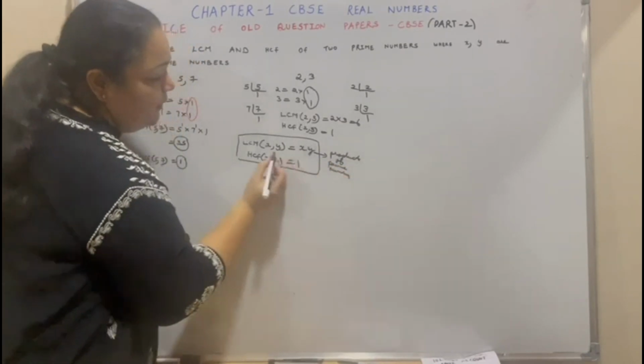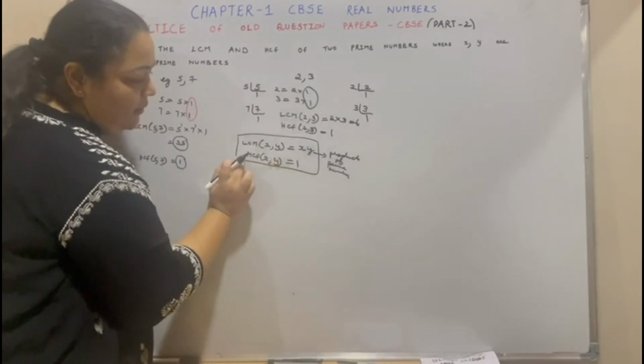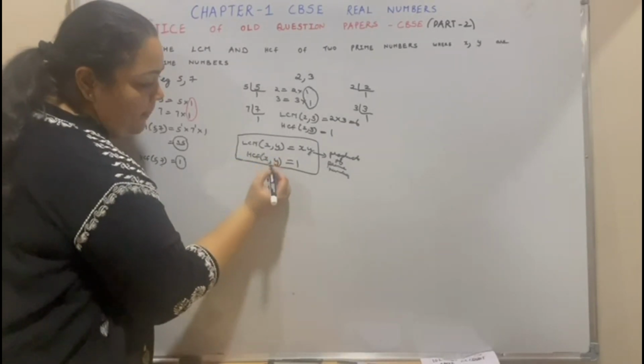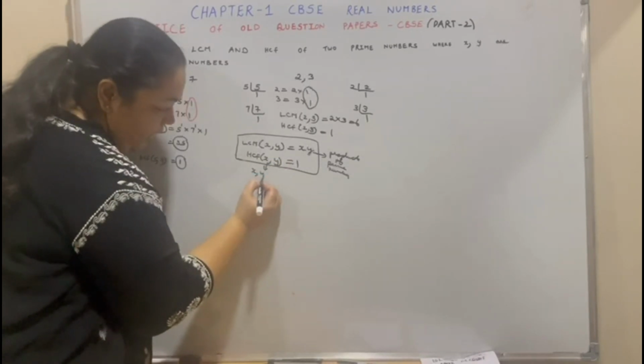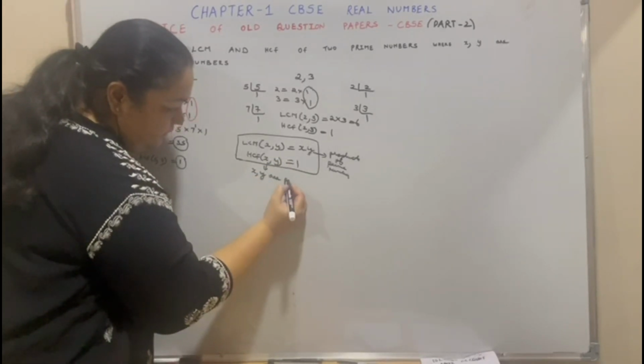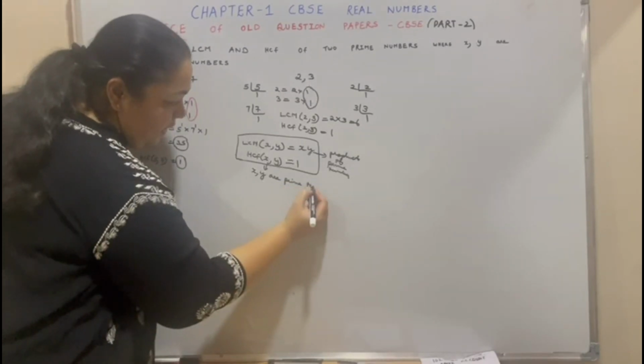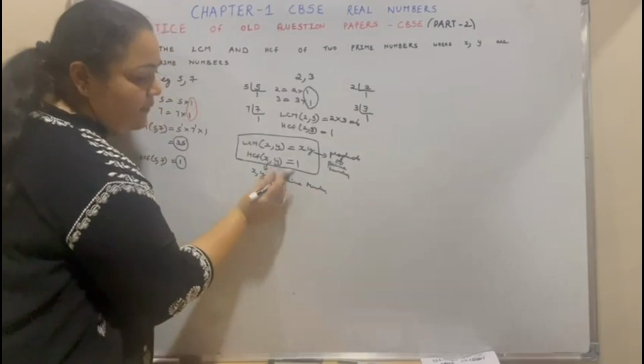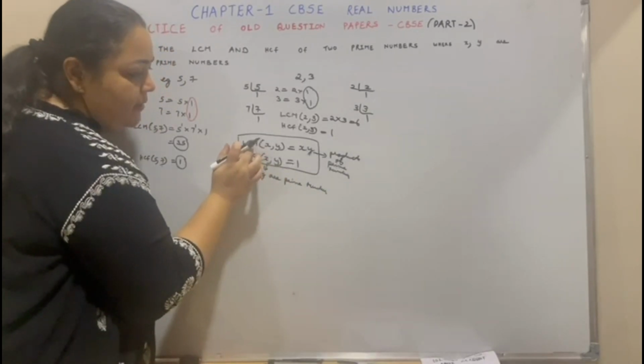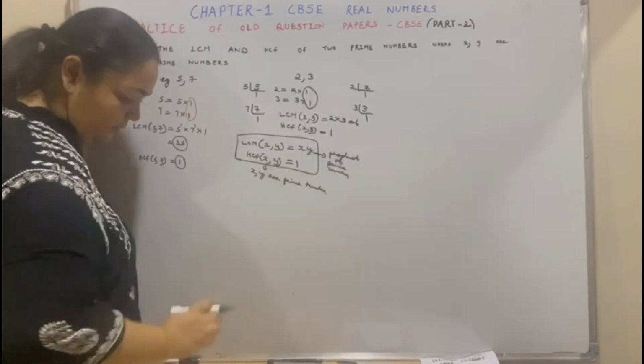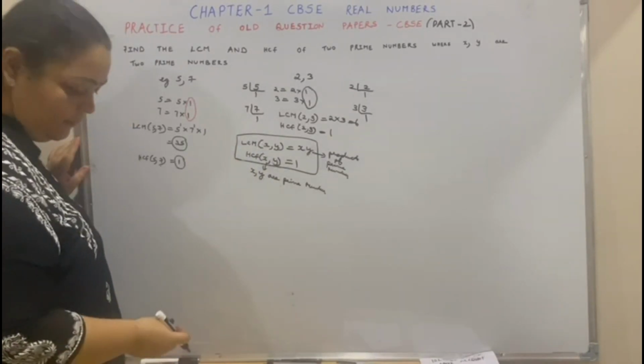Only where x and y are prime numbers will this formula be suitable. Only if x, y are prime numbers. So for any prime numbers x and y, HCF will always be 1 and LCM will be the product of the two prime numbers. Okay, understood?